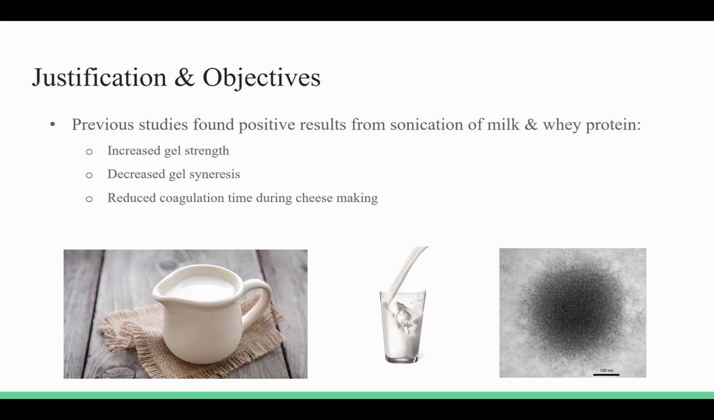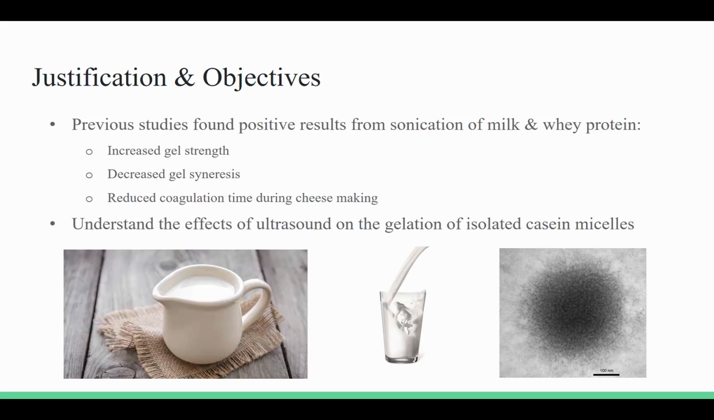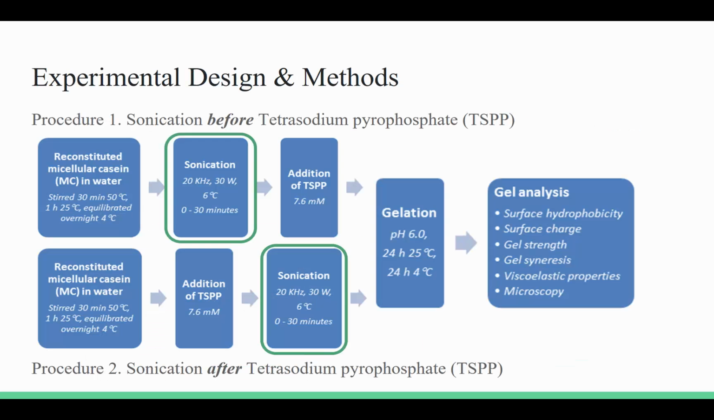The reason they looked at sonicating casein was because they found beneficial properties when they applied it to milk, like an entire system, and then isolated whey protein. It improved gel strength, decreased gel syneresis, and also sped up the cheese making process a little bit. So the goal of this paper was to isolate casein to see how ultrasound would affect casein gelation in an isolated system.